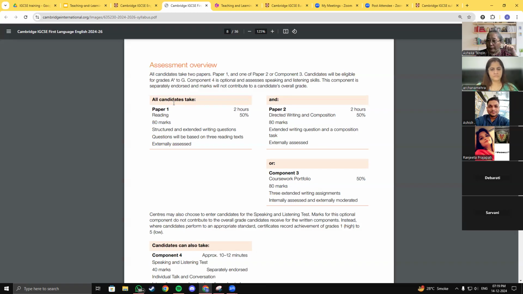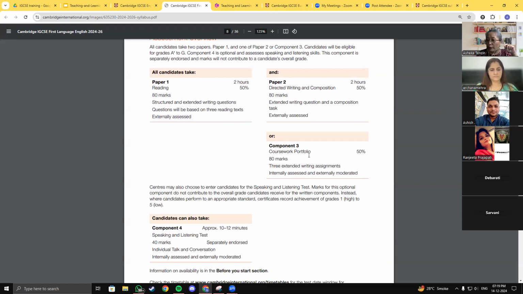All will take paper 1 and paper 2, direct writing and composition. If the school doesn't do paper 2, they can do component 3, which is a coursework portfolio. Now, the coursework portfolio is internally assessed. That means, like how we have internal assessments in the DP, students will complete it at school, teachers will grade it, and then an external moderation happens. You need to have a person who is already trained in grading those sheets, and that person has to externally moderate it, and then that script is sent to Cambridge.